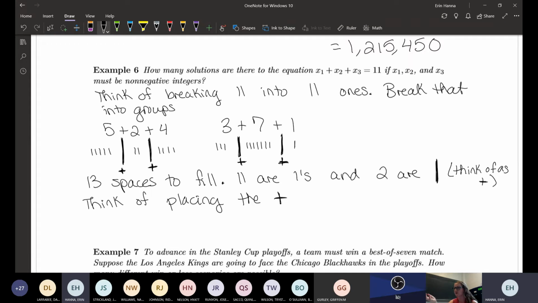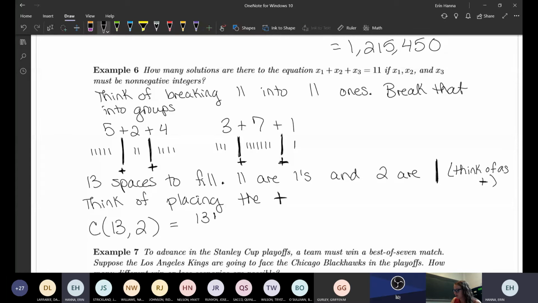So we have 13 spaces and we're going to choose 2 spaces to put the plus signs in. And it's perfectly okay if the plus sign is in the very first or the very last place, because then we essentially just have a 0. If the plus sign is in the very first spot, then one of the numbers is 0. So we're choosing, between those 13 spaces, where to put those 2 plus signs. And that tells us how many ways we can do this, because if we just choose where to put the plus signs, everything else has to fall into place.